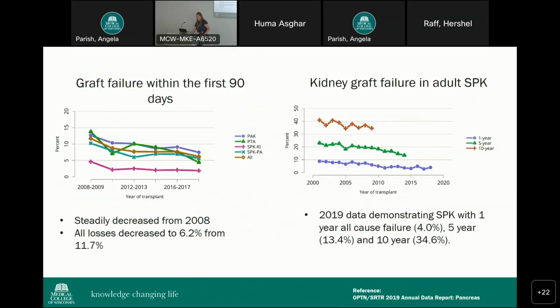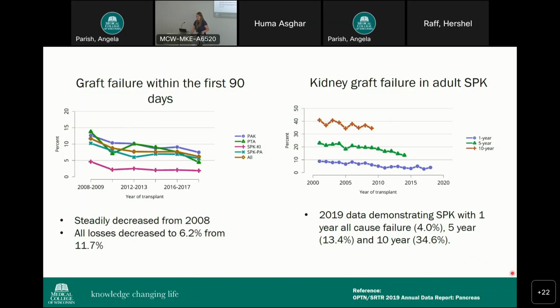So just briefly looking at graft failure within the first 90 days, these numbers are improving from 2008 to the present, with overall loss decreasing from 11.7 to 6.2, and also simultaneous pancreas kidney transplants. The graft failure at 1 year is 4%, 5 years 13.4, and 10 years increasing to 34.6. So kind of go back to what is defined as failure today.